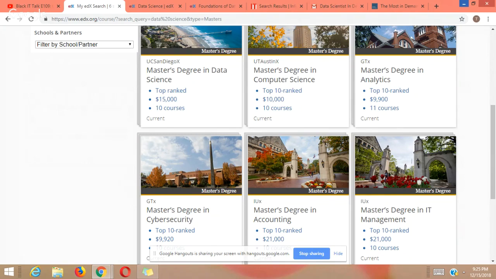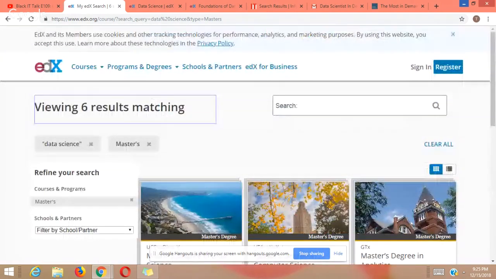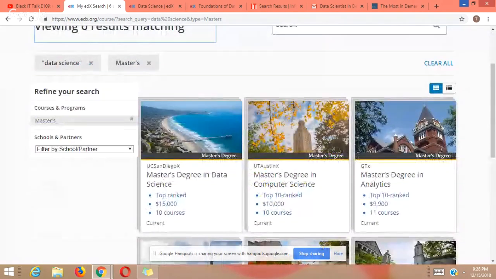Then you have UT Austin for $10,000, and Georgia Tech $9,900. Yeah, that's about it. Those prices are what a master's degree probably used to cost decades ago. You can't even get an associate's degree for that kind of money. I would agree with that.